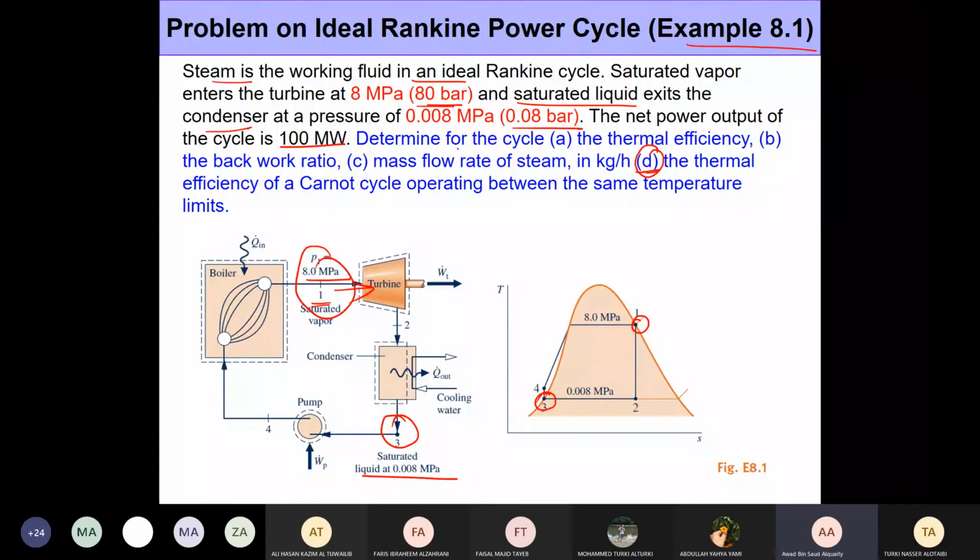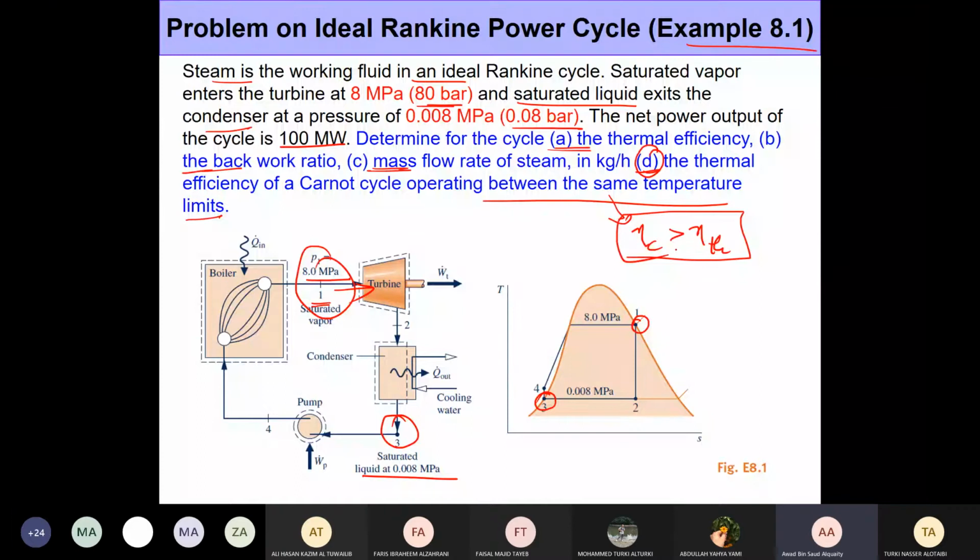We need to determine a couple of things: the thermal efficiency, the backwork ratio, the mass flow rate of the steam, and lastly, the thermal efficiency of a Carnot cycle operating between the same temperature limits. For part D, we know the Carnot efficiency is going to be higher than the efficiency we get in part A. But the question is, how much is the difference? How far are we from the Carnot cycle? That's what we want to determine, and that's why I have included part D here.